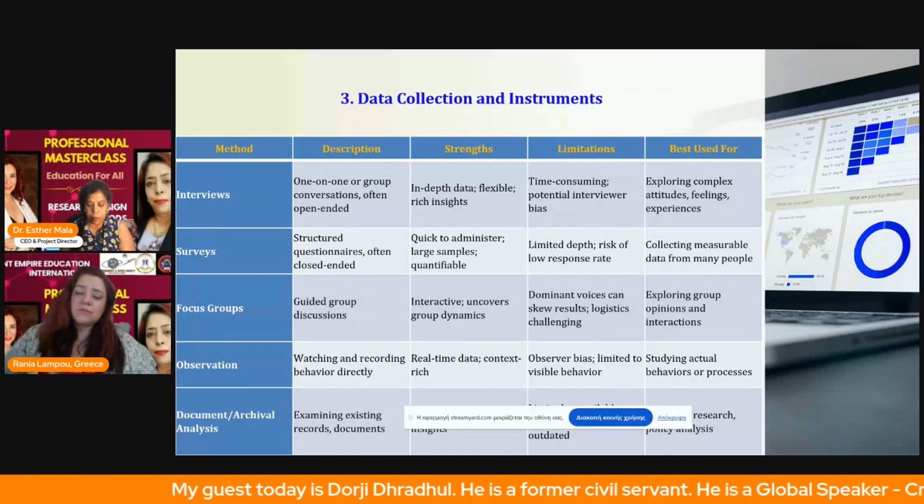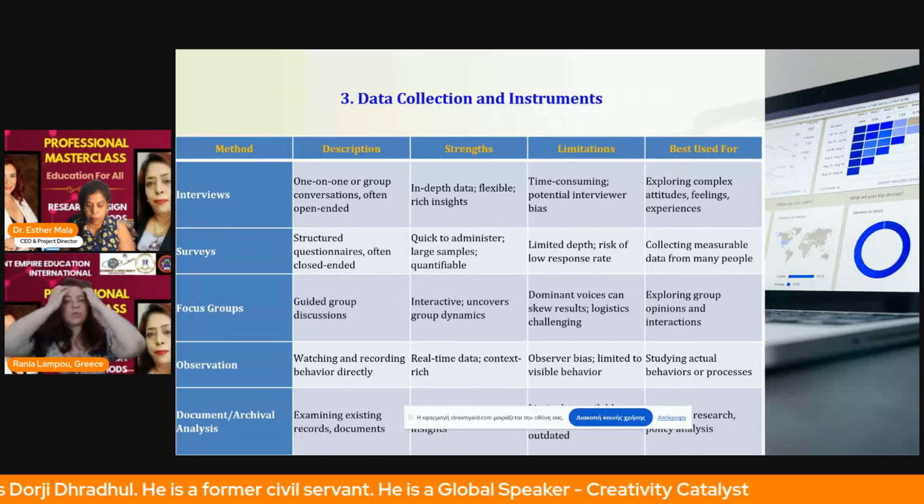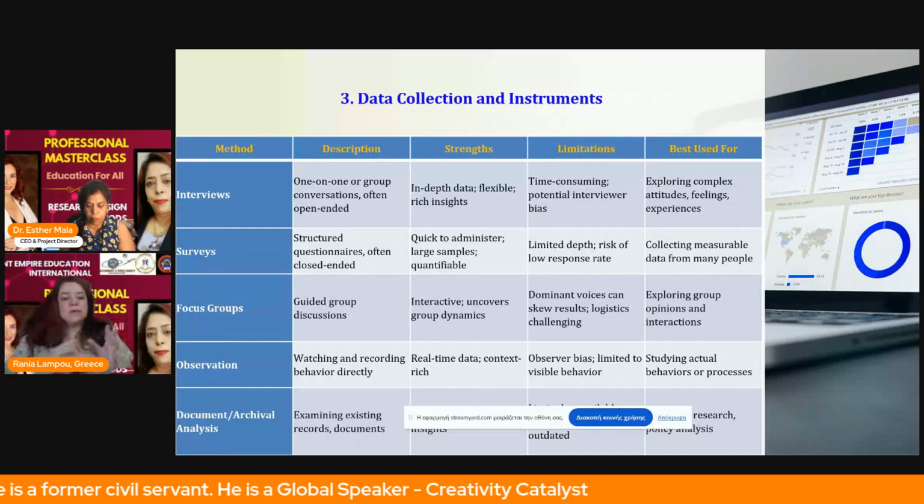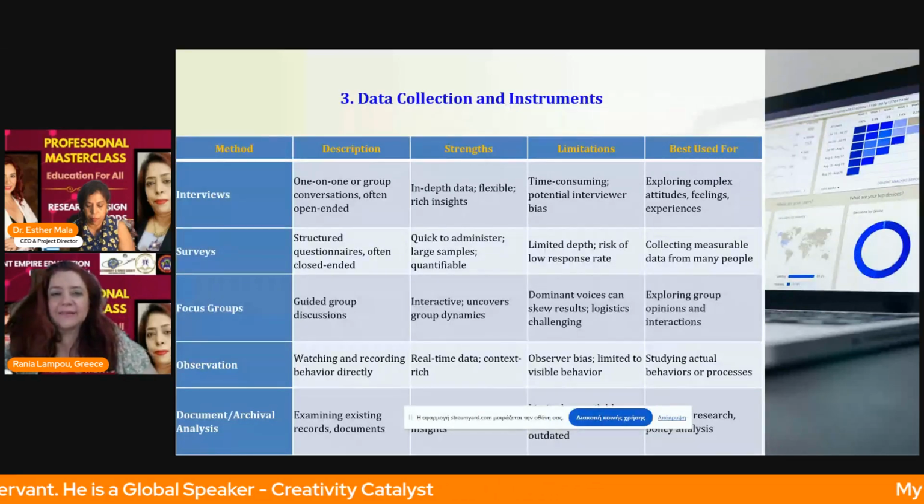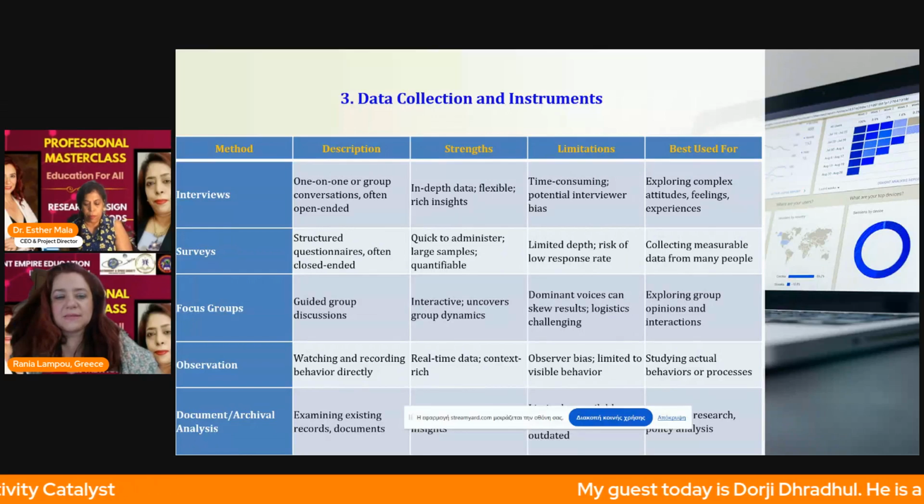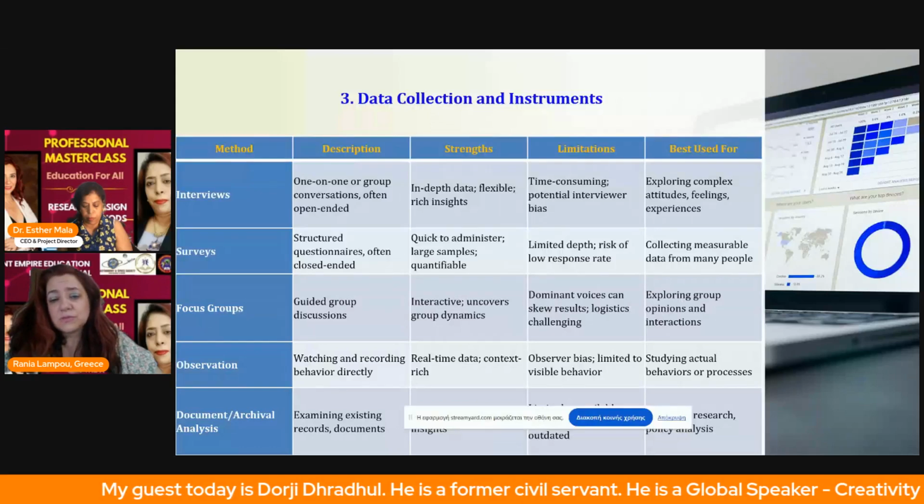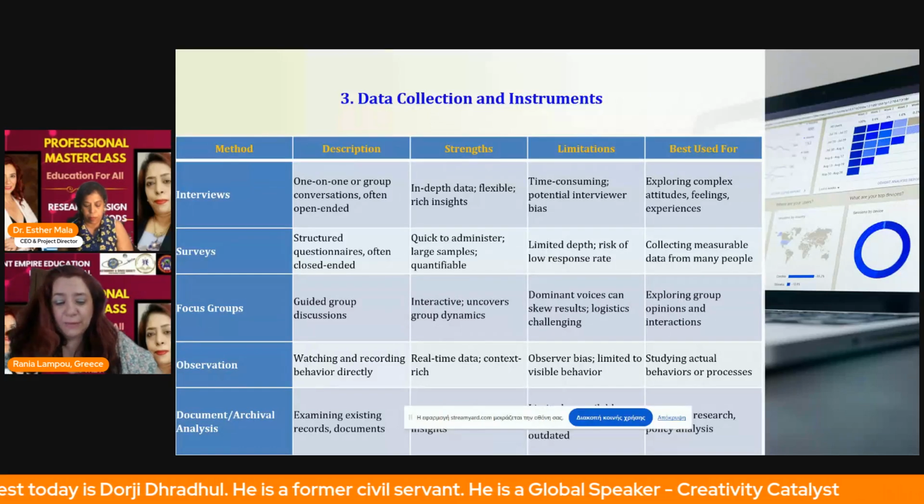The observation is best for studying actual behaviors or processes. It's about watching and recording behavior directly. The strength is that we have real-time data, which is context-rich, and the limitation, of course, is observer bias, and that it is limited to visible behavior.